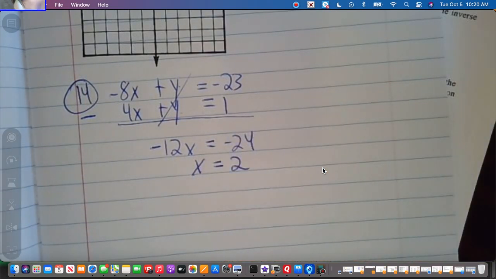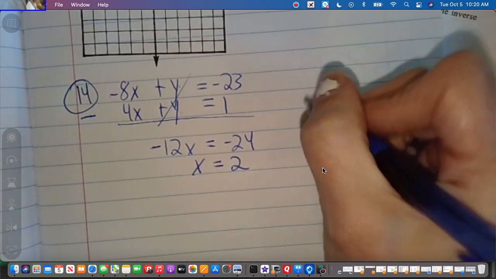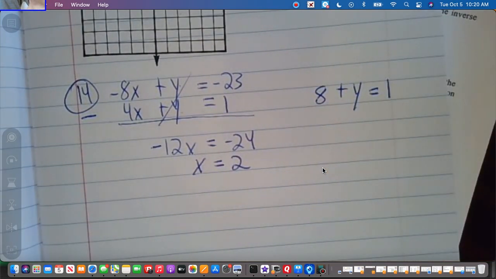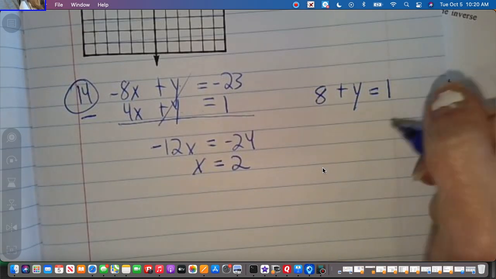You could already see your answer. But if you couldn't, what would you do with that x? Plug it in. I would just say 4 times 2 is 8 plus y equals 1.